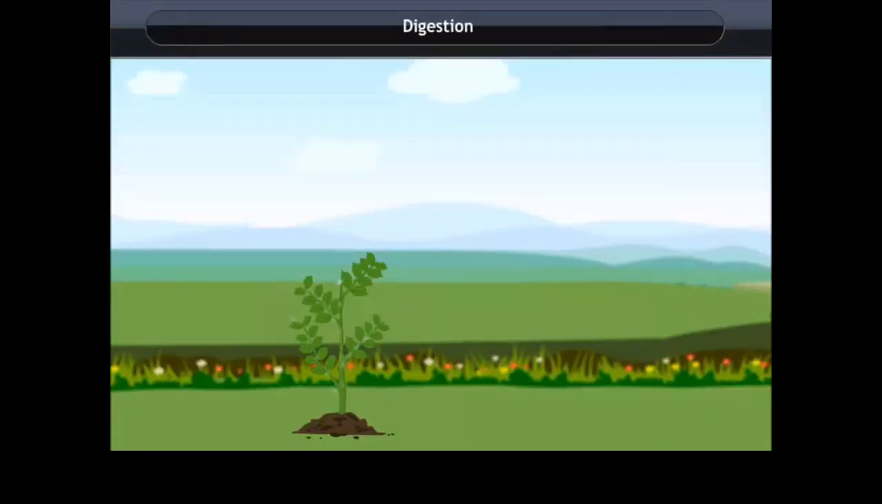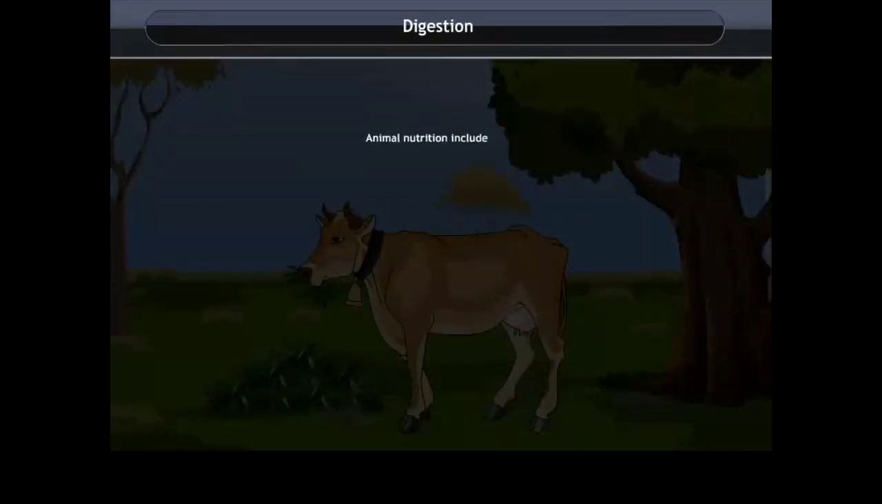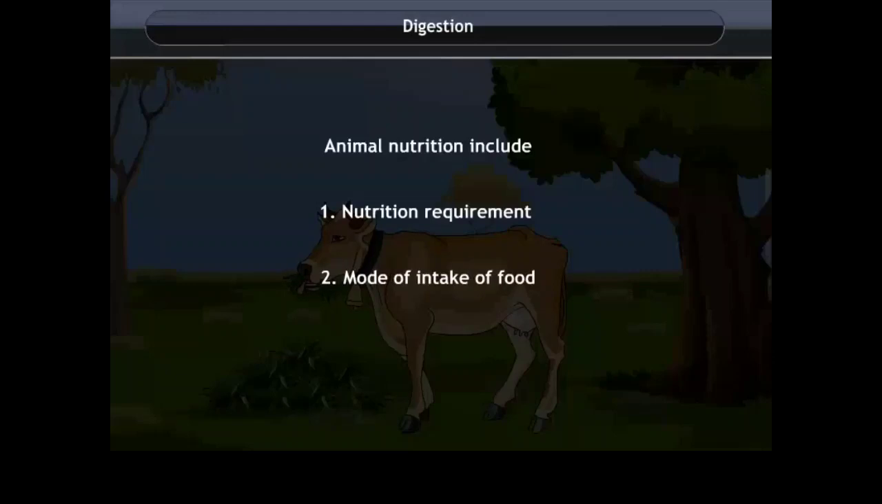Digestion. Plants synthesize their own food by the process of photosynthesis. The animals do not synthesize their own food, but they depend on the plants directly or indirectly for food. Animal nutrition includes nutrient requirement, mode of intake of food, and its utilization in the body.